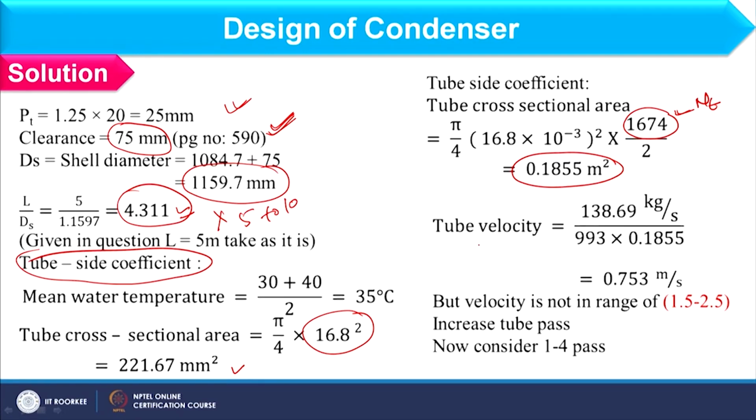And as far as tube velocity is concerned, we already have found out the mass flow rate of water as 138.69. It should be divided by the density of the water as well as the cross sectional area of one pass. So, tube velocity you can obtain as 0.753 meter per second.